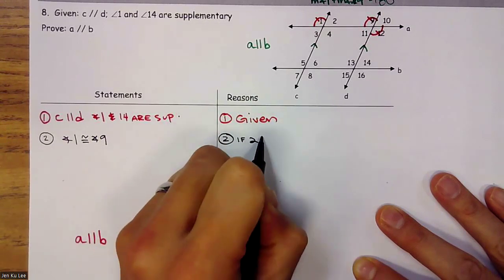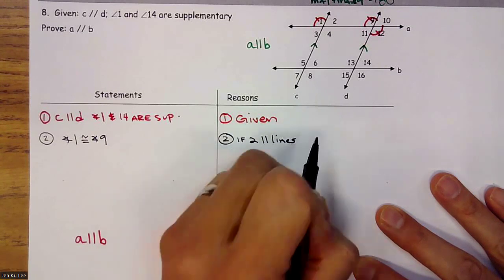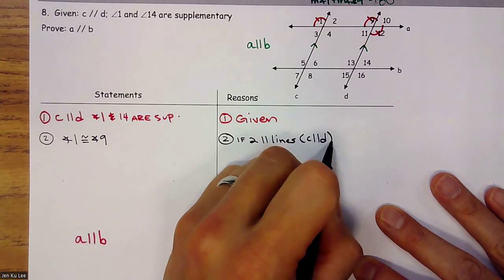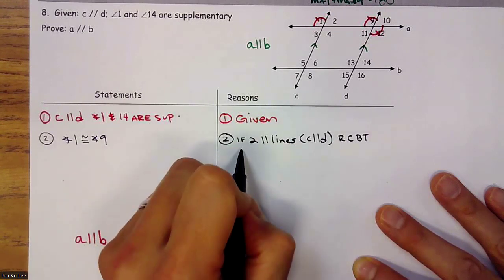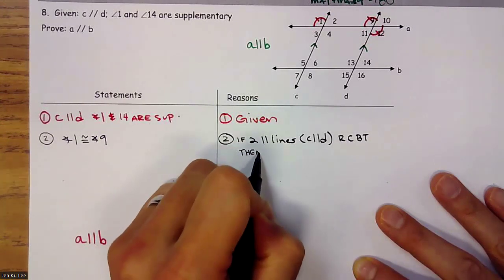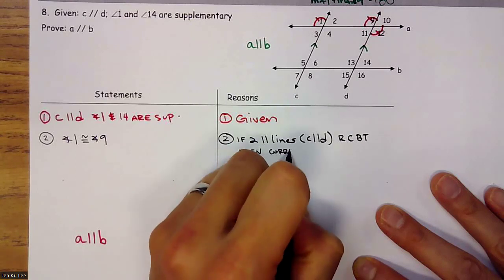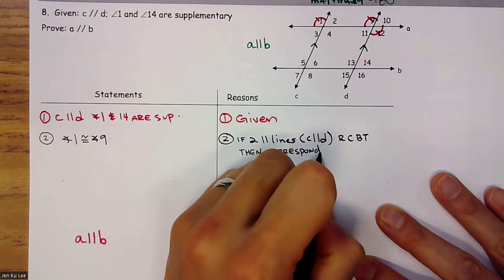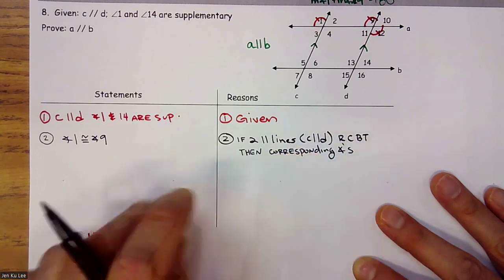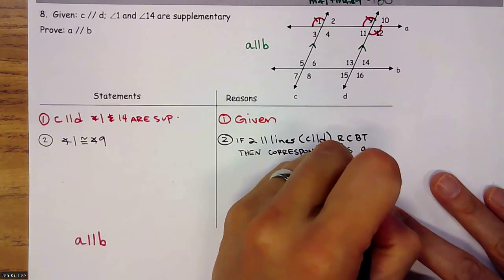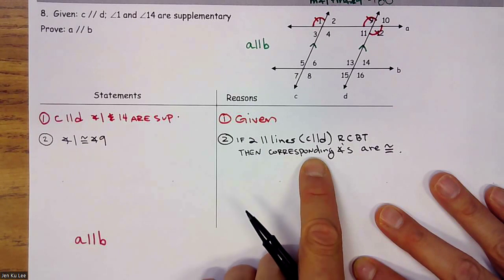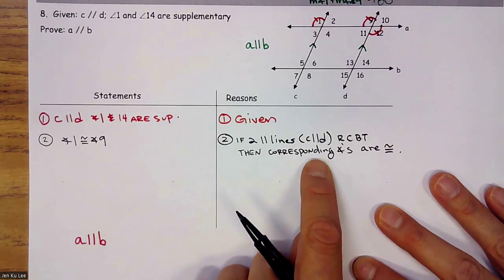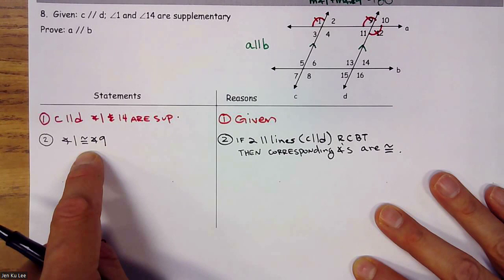Because if two parallel lines, and I'll write out the parallel lines again, C is parallel to D, are cut by a transversal, then corresponding angles, these two corresponding angles, are congruent. Okay. Notice that my "then" statement, I said this yesterday or last class as well, my "then" statement is always going to be my reason here. Okay.